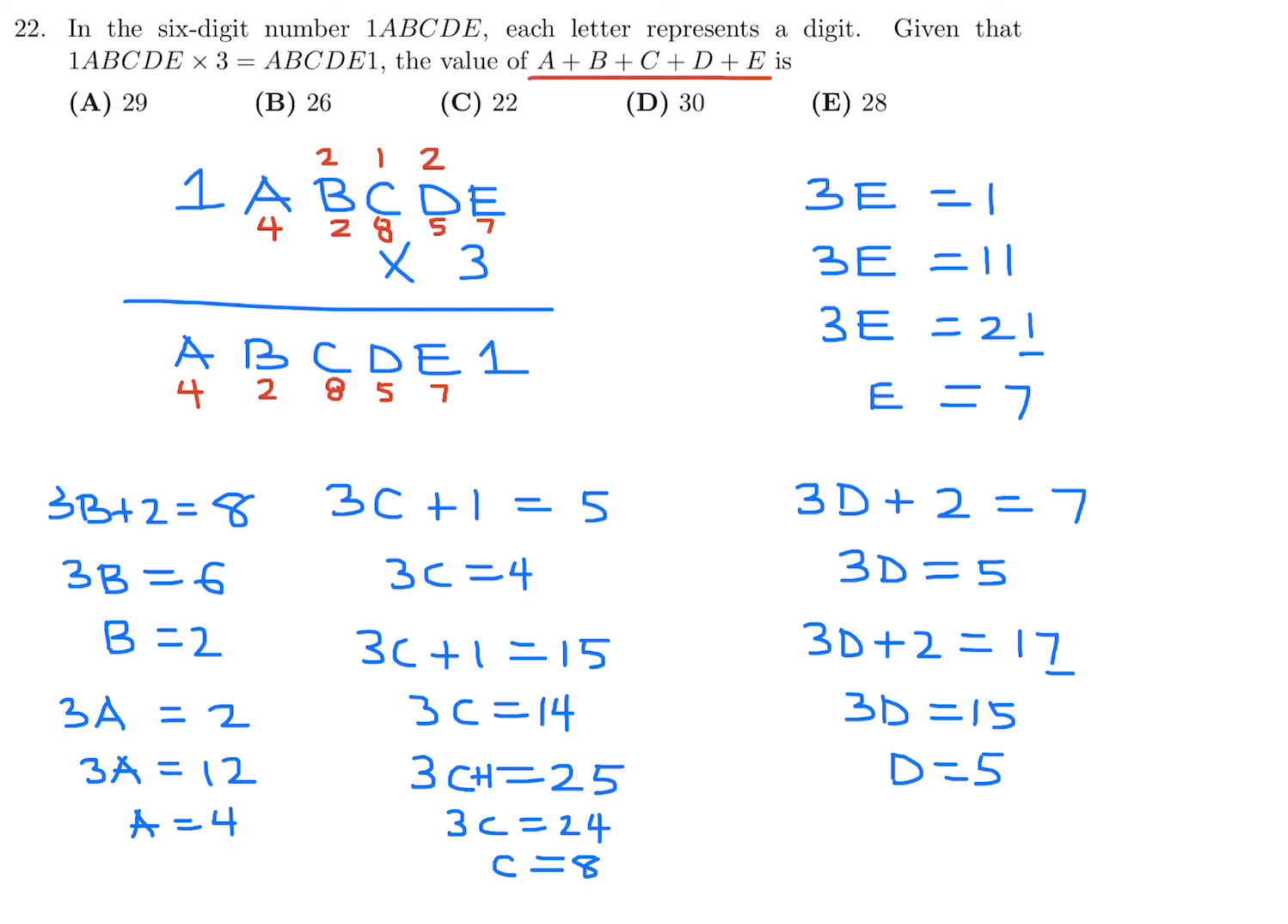So now we got to figure out a plus b plus d plus c. Okay, so that's going to be 4 plus 2 plus 8 plus 5 plus 7. And that is equal to 26. So number 22, the answer is B.